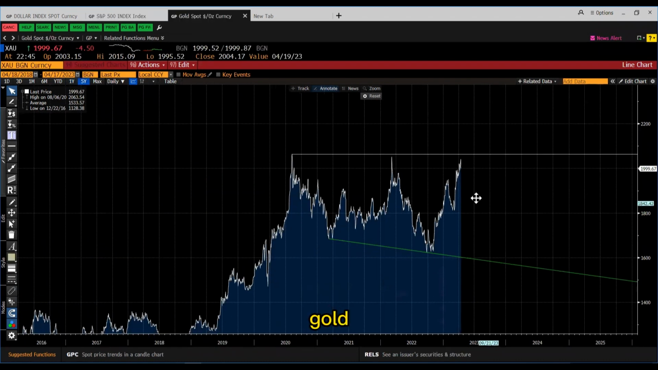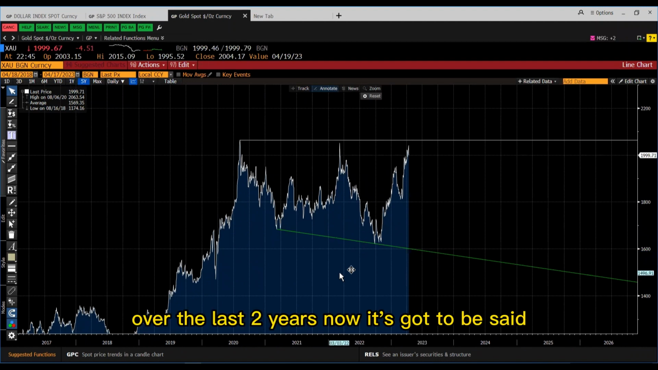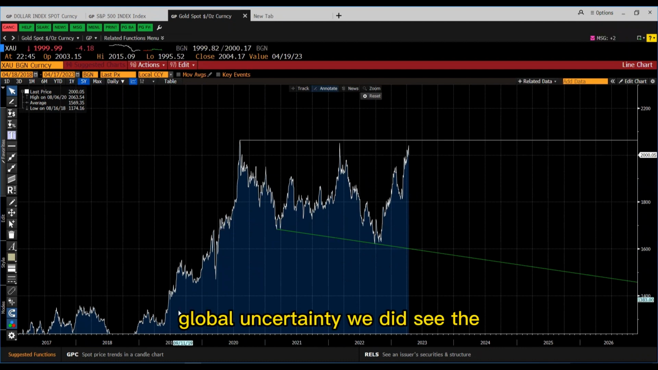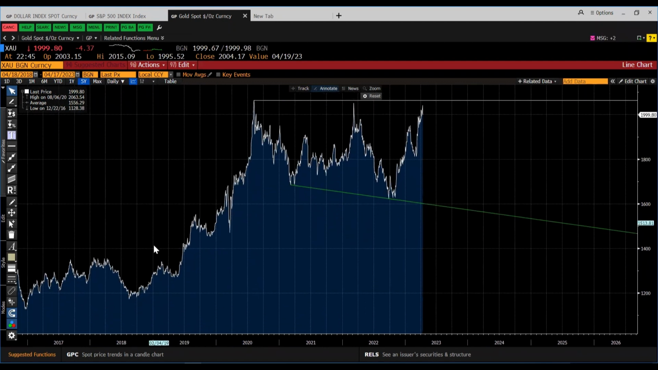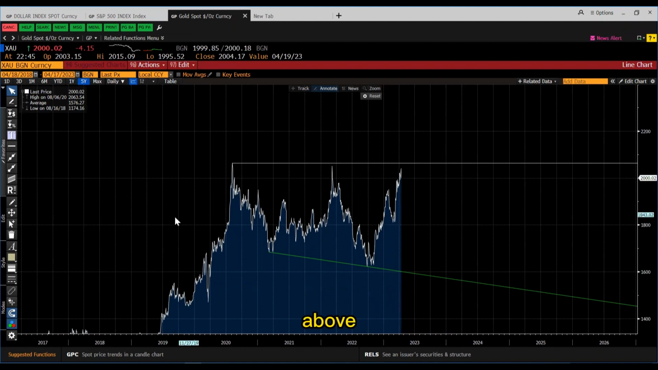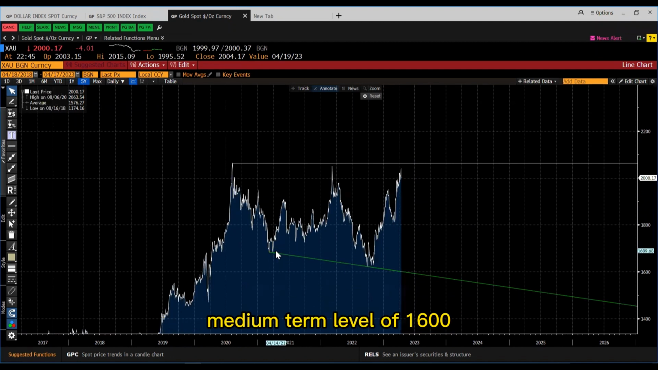Now, gold. Gold's been a tricky one, trading in pretty wild ranges over the last 2 years, it's got to be said. During this period of heightened global uncertainty, we did see the gold price rocket higher to reach all-time highs above $2,000 an ounce. Since then, we've come back off down towards the medium-term levels of 1,600.